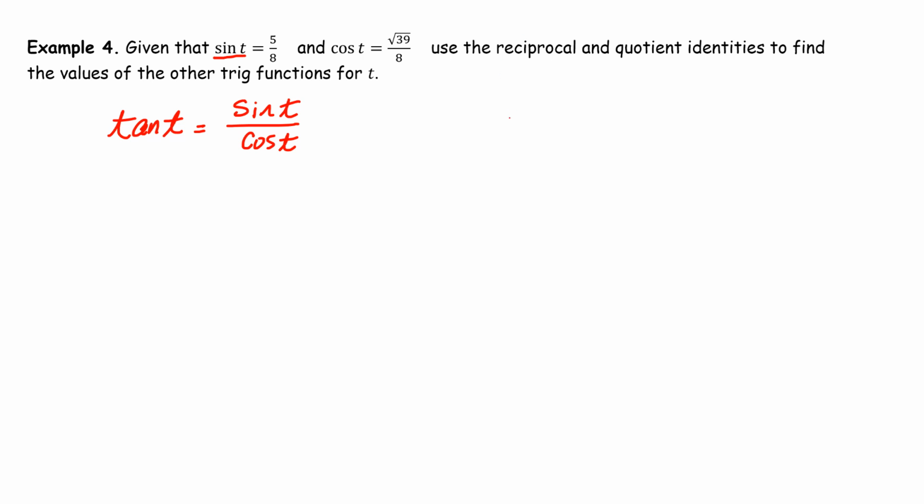So this is what we have, and we know that sine is 5/8, so we can just put that right there. And we know that cosine is square root of 39 over 8. And so this is just going to be 5 over the square root of 39. And also notice that both sine and cosine are positive, which means we're in the first quadrant. So we don't need to worry that something is going to be negative, and we're definitely not on one of the axes, so we don't need to worry that anything is going to be undefined. So tangent is 5 over the square root of 39, which I'm going to wait till the end to rationalize.